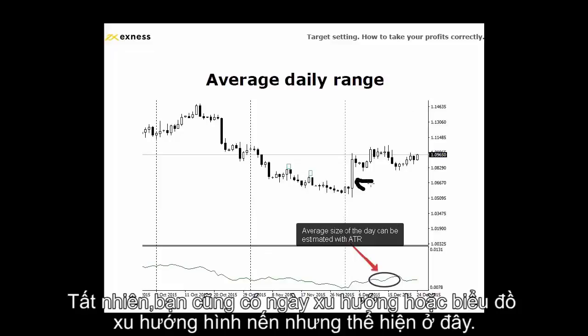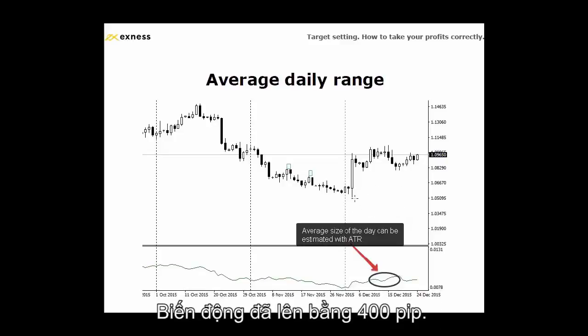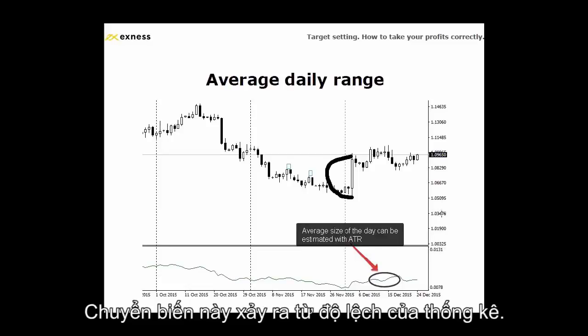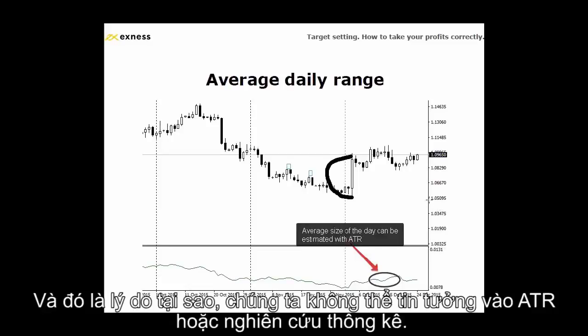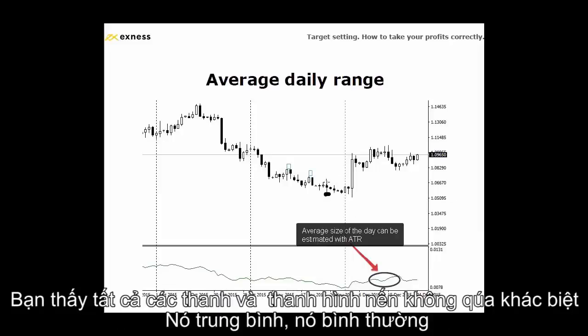Well, of course you have trending bars, so trending candlesticks like it is shown here. I believe it was December 4th or December 3rd, I don't remember exactly. It was about 400 pips. This bar, or this action, falls out from the statistical deviation. And that's why we can't rely just on the ATR or just on the statistical studies. But the majority of other bars or candlesticks fall pretty accurately inside this calculation. You see that all bars are not too elongated, they are average, they are normal.